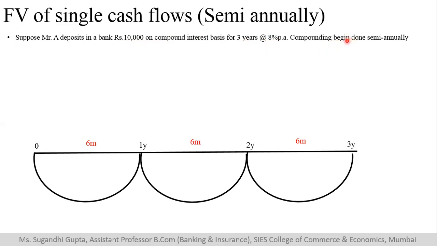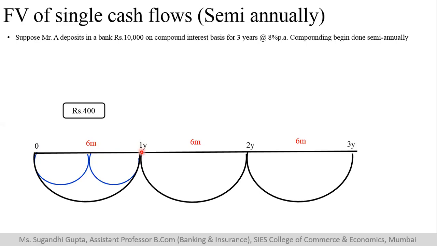Now, what happens in a semi-annual case, if you look at it from 0 to 6 months, once the compounding will take place. And from 6 months to 1 year, the second compounding will take place. It means in the same span of 1 year, 2 times the compounding will take place. Once after 6 months, every 6 months.